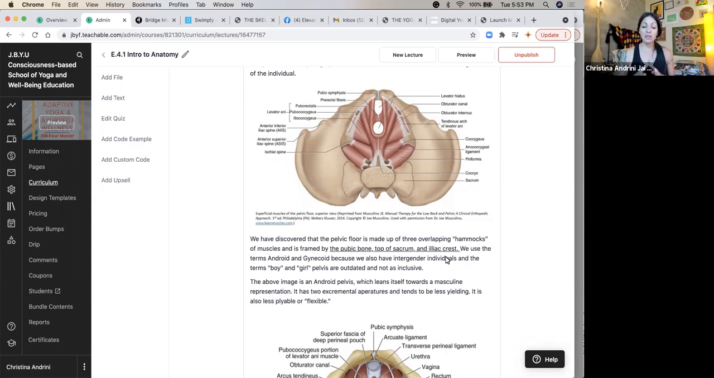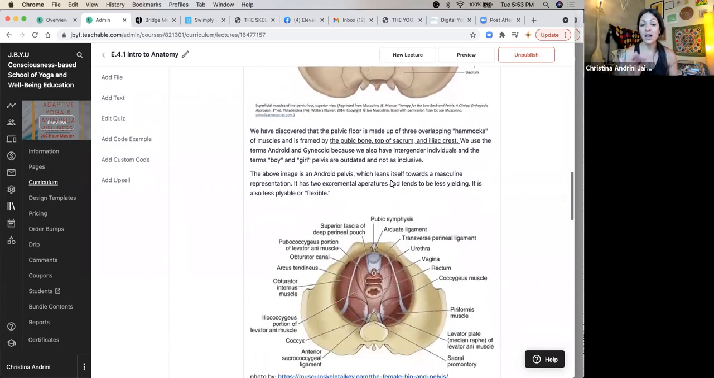Those hammocks or muscles are framed by three points. The main point is the pubic bone point on any of the pelvic floors. Then it is bordered along the iliac crest, which is where the muscles attach, as you can see here. And then the sacrum is the last part, where it attaches at the very back. So we have the pubic, the iliacs, and the sacral, the coccyx. Any of the three pelvic floors are going to have that attachment.